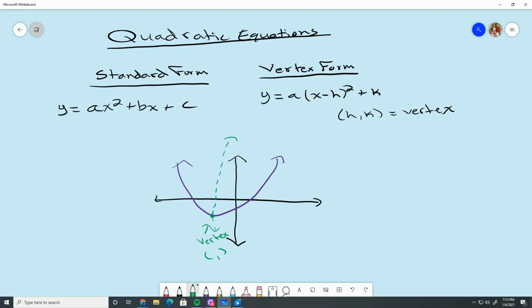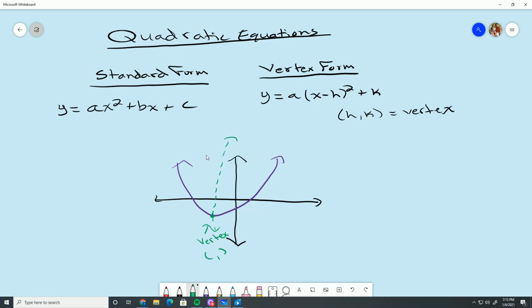And I know mine's kind of curving on the screen. It's not supposed to. It's supposed to cut the parabola perfectly in half. That's a limitation with me writing on this right now. But this dotted line, it's usually not there. So in other words, that's why it's dotted. It's just letting you know that this is a feature that we're pointing out on this graph.